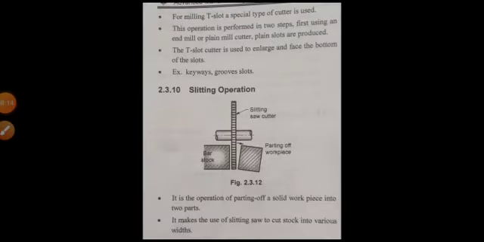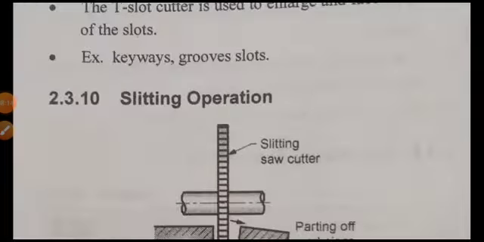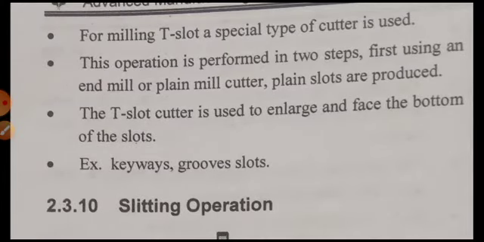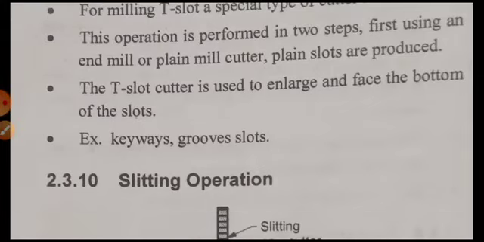For milling a T slot, a special type of cutter is used. This operation is performed in two steps. First, using an end milling or plain milling cutter, a plain slot is produced. Okay, then a T slot cutter is used to enlarge and face the bottom of the slot. This is used for keyways and groove slots.